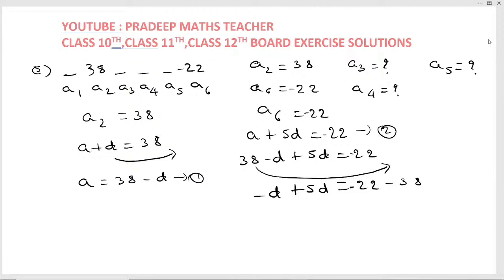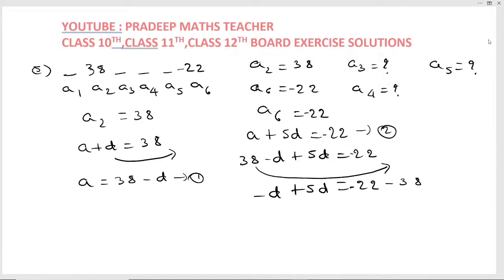Now the A6 term formula will be A plus 5D equals minus 22. I'll call this equation number 2. Now in equation number 1, the A value is taken as 38 minus D. So I'll apply the A value as 38 minus D in the place of A in equation number 2. So 38 minus D plus 5D equals minus 22. Now send the 38 to the right hand side. So minus D plus 5D remains the same, equals minus 22.